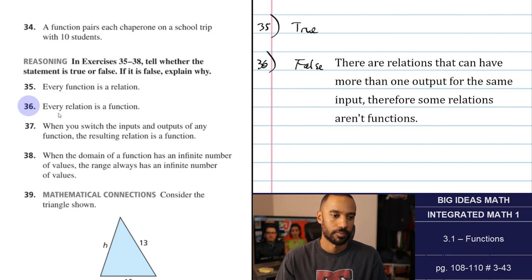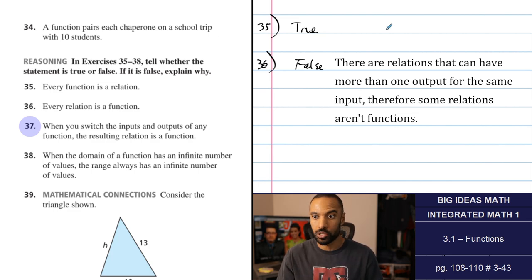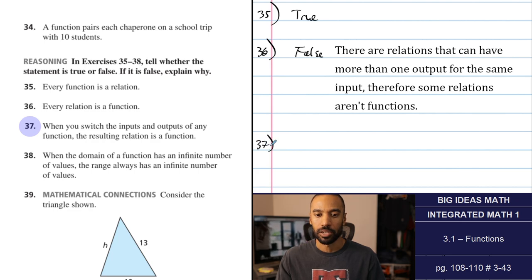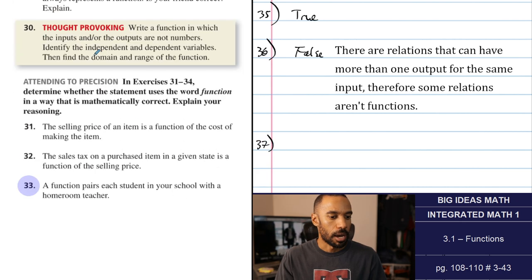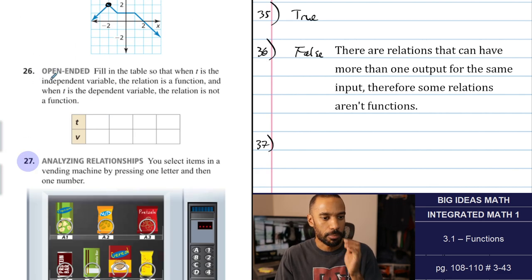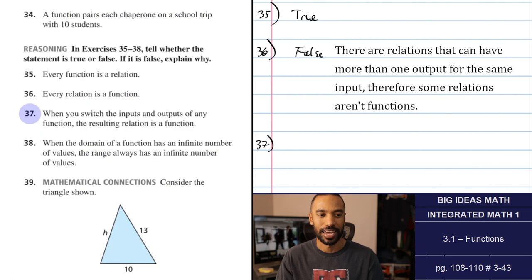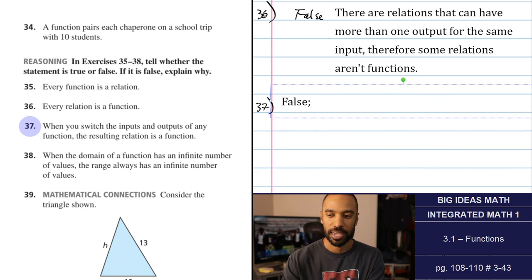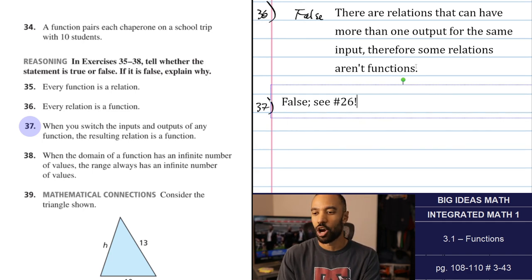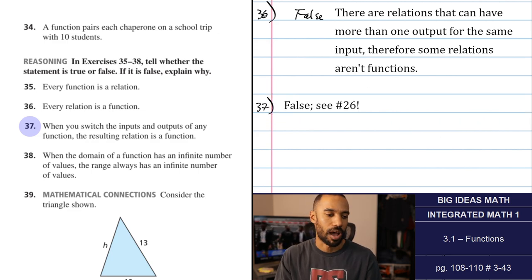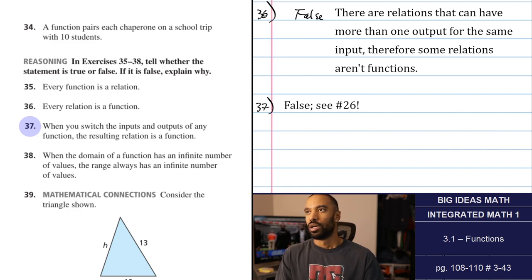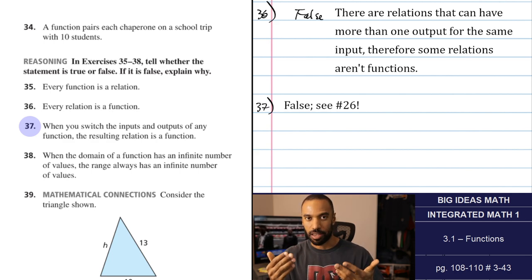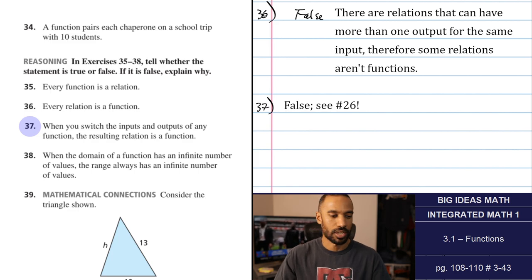Number 37. When you switch the inputs and outputs of any function, the resulting relation is a function. No, we just did an example on the open-ended. False, see number 26. We did exactly that. You can disprove by counterexample. See number 26 on the open-ended, where we did exactly that. Obviously, the explanation is that every input can have one output this way, but then you swap them. Now the outputs are now inputs. Those inputs don't have to have one output there. So it just depends on what's duplicates, things like that.